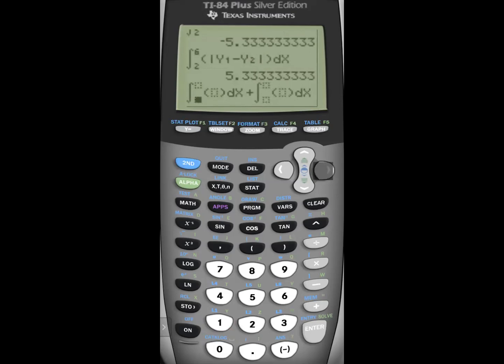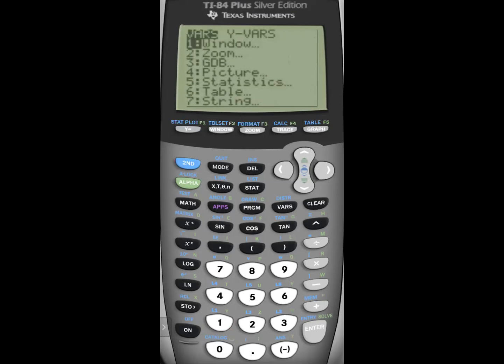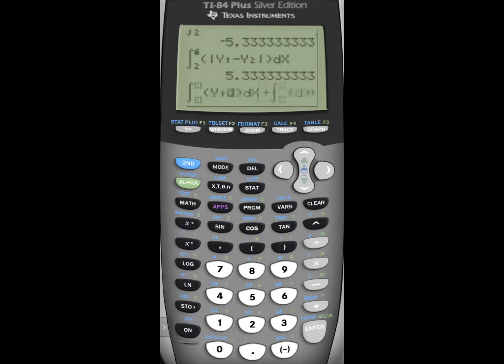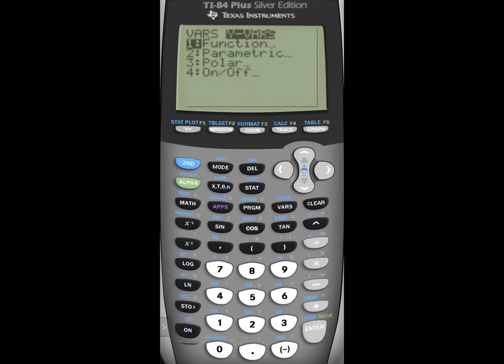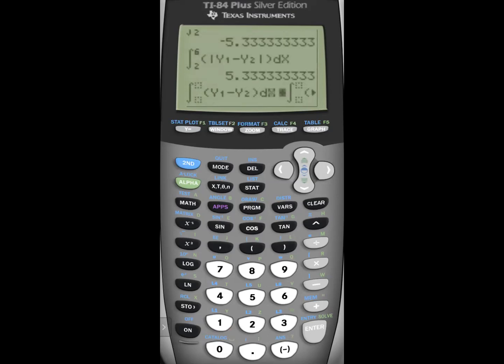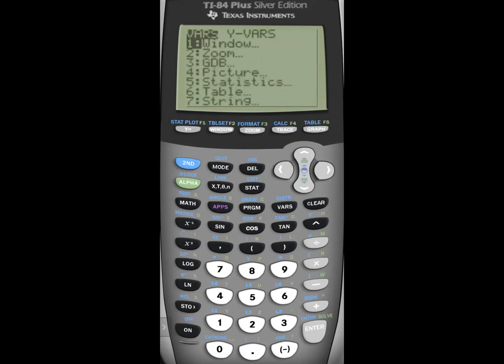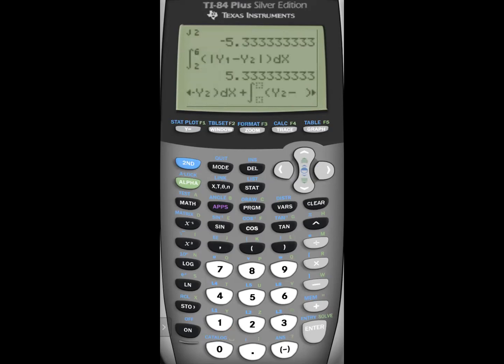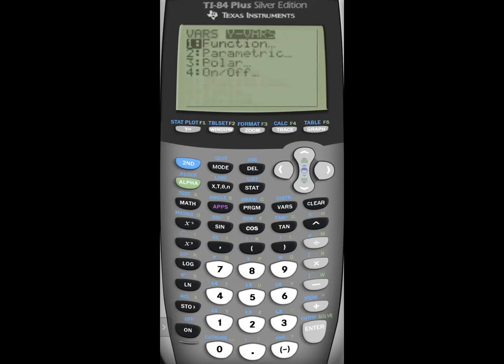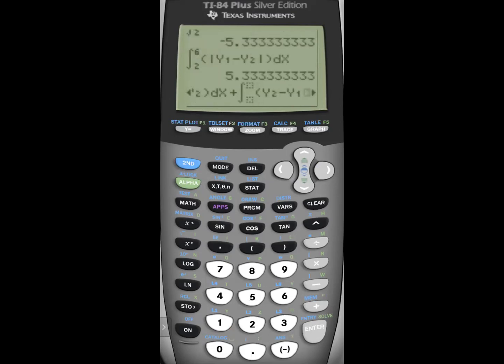Second quit, I'm going to write as Vars, Y-Vars, Function, y1 minus Vars, Y-Vars, Function, y2. And the second part here, we're going to write down as Vars y2 minus Y-Vars y1. All right, so we set that part up. Now, the only thing I need is my a and b values, figure out where they intersect.